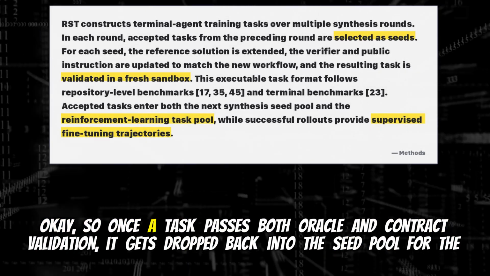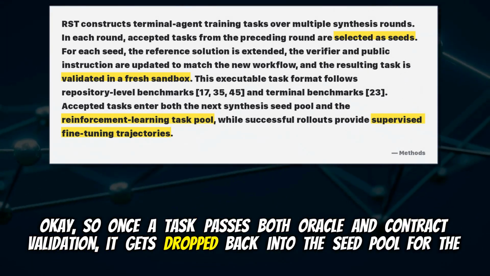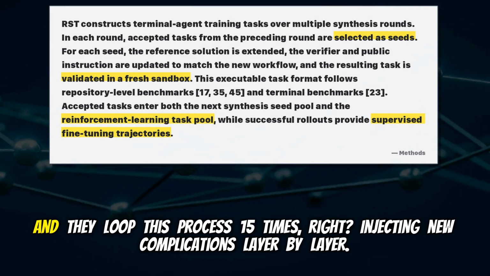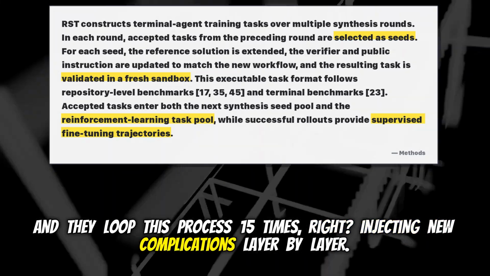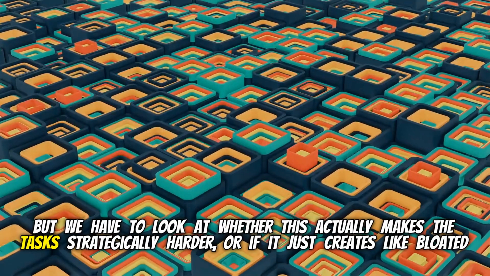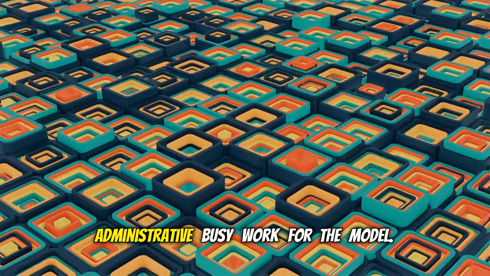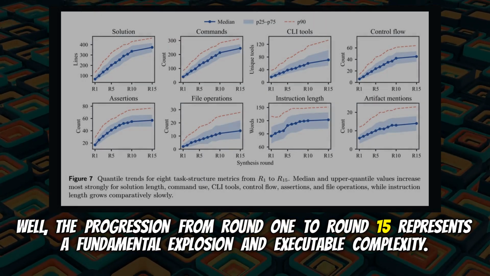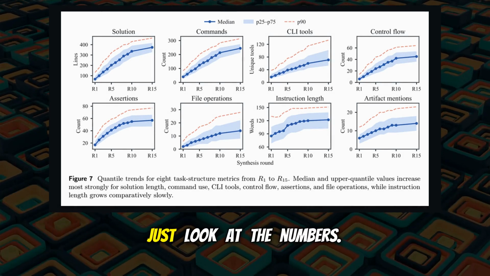Okay, so once a task passes both Oracle and contract validation, it gets dropped back into the seed pool for the next round of synthesis. Yeah, it goes back in. And they loop this process 15 times, right? Injecting new complications layer by layer. But we have to look at whether this actually makes the tasks strategically harder, or if it just creates bloated administrative busywork for the model. Well, the progression from round 1 to round 15 represents a fundamental explosion in executable complexity. Just look at the numbers.